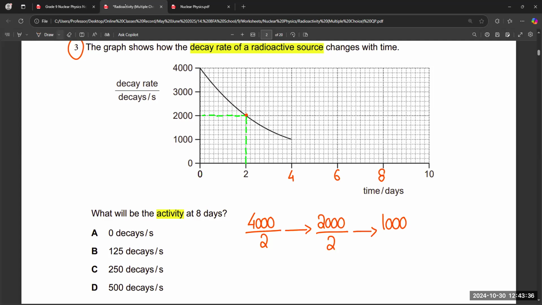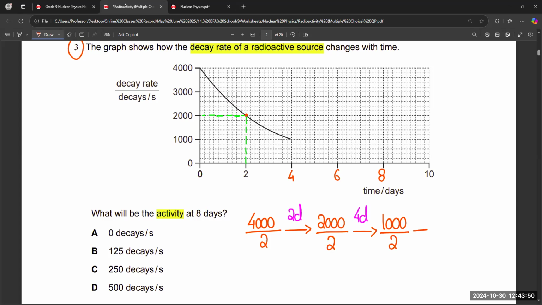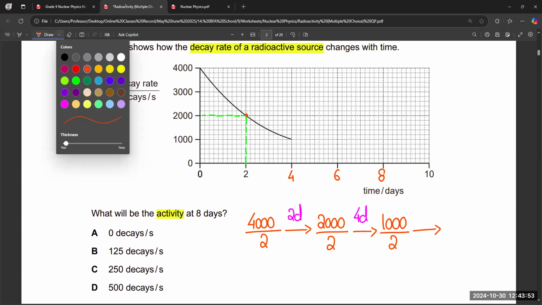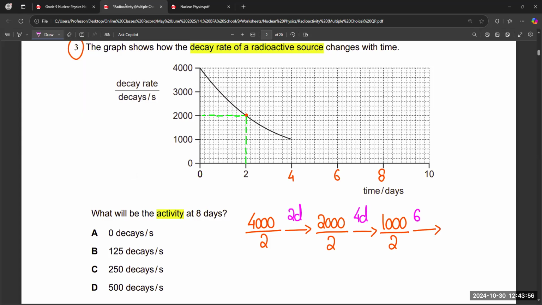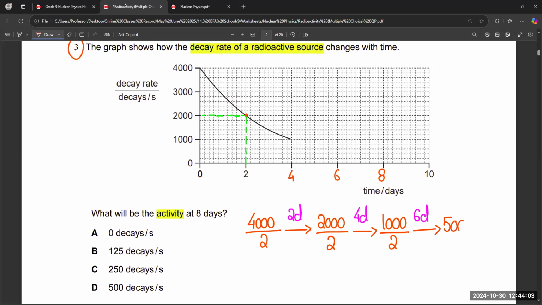Initially, we consumed 2 days, right? Then 2 plus 2, 4 days. After another half-life, it will be 6 days. And the question is for 8 days. 8 days is your targeted value actually in this question. This is your target. So after 6 days, we got the value 500.